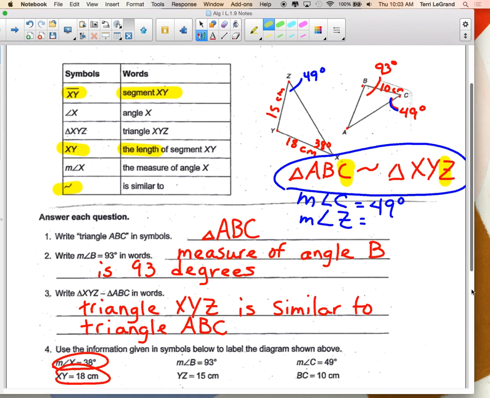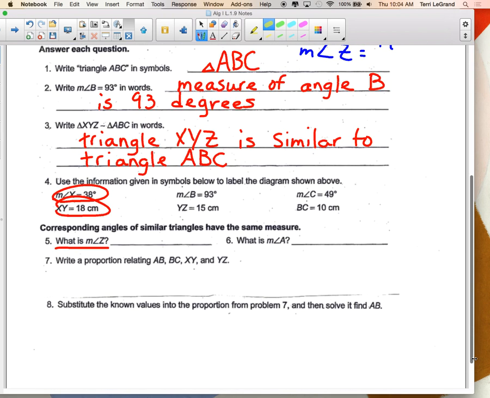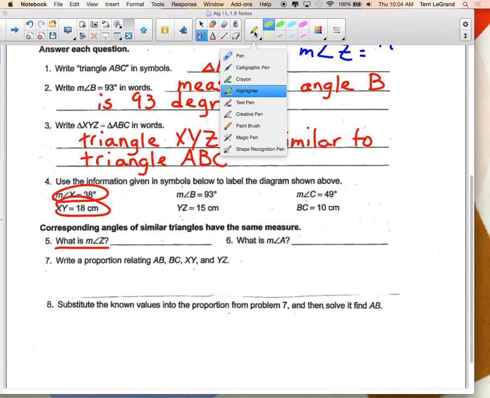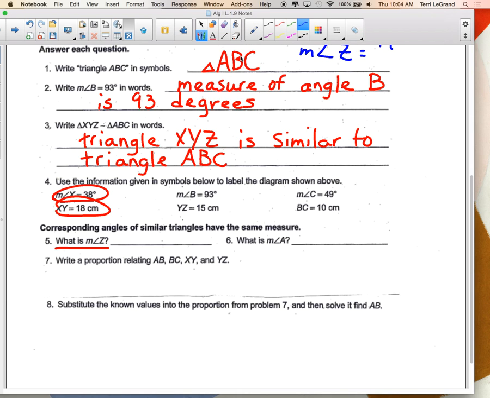Okay. So the measure of angle Z then is what? 49 degrees, okay. And then, what's the measure of angle A? Which angle does it correspond with, first of all? X. A, B, C, X, Y, Z. So it corresponds with measure angle X. Do we know angle X? What is it? 38 degrees.